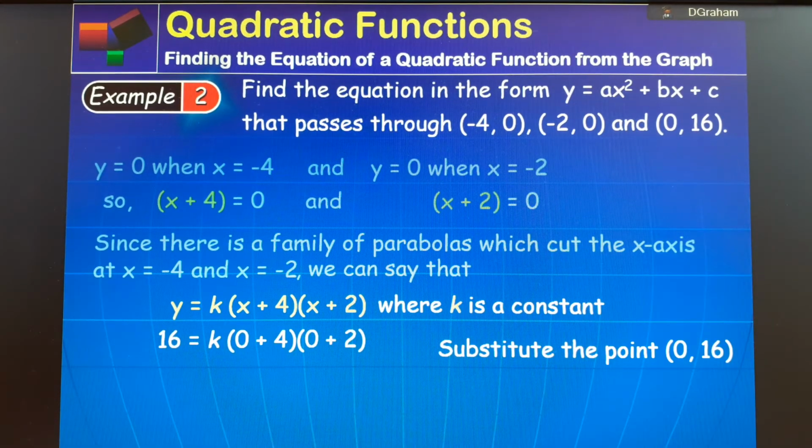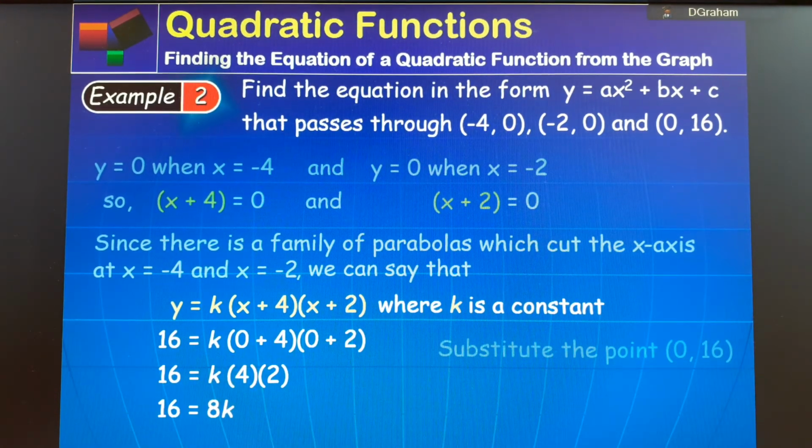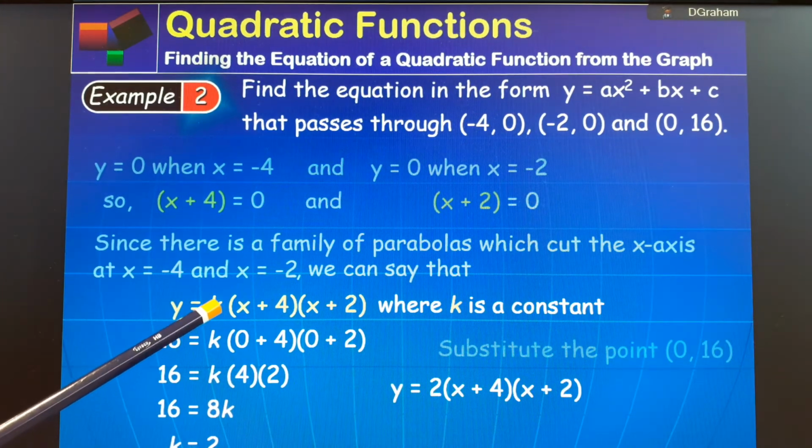Okay, now we simplify each of these brackets. That bracket is actually just 0 plus 4, which is 4, and that bracket is 0 plus 2, which is 2. Okay, so now we can simplify that, rearrange it to get the value of k. So 4 times 2 is 8, so 16 is equal to 8k. So taking the 8 over, making it a divide underneath 16, k is equal to 2. So that means that k value there is equal to 2.